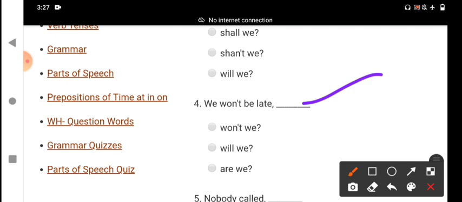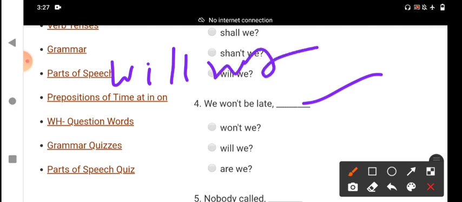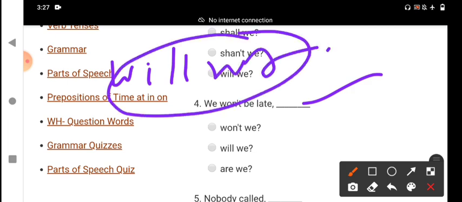It is in the future tense. Won't means will not. Will not is a full form. Won't is a contracted form. It is a future tense. We won't be late. We will not be late. It is a negative form, a negative statement, an assertive sentence, a declarative sentence.